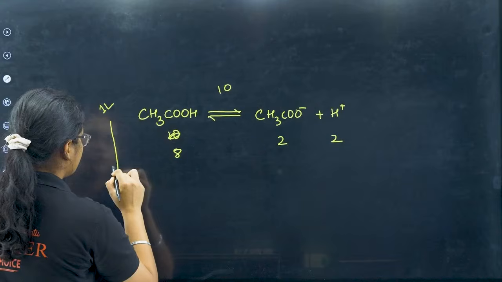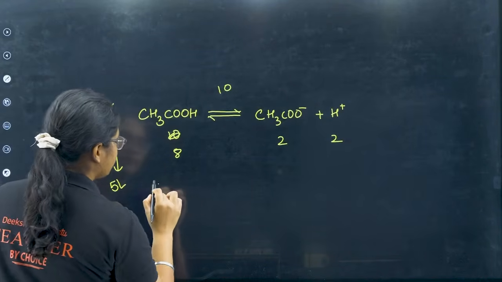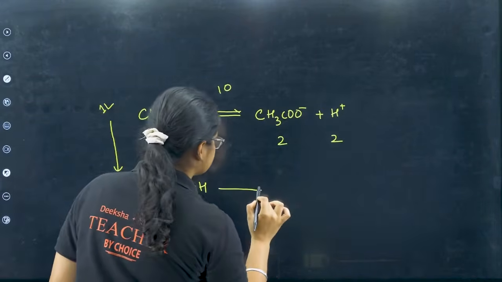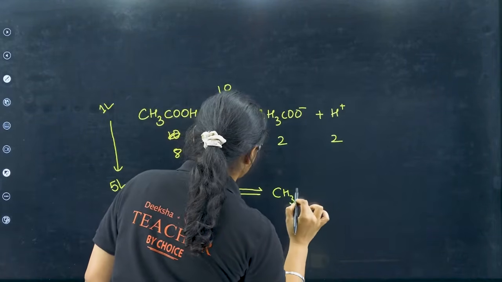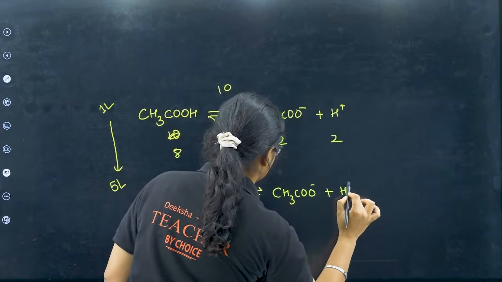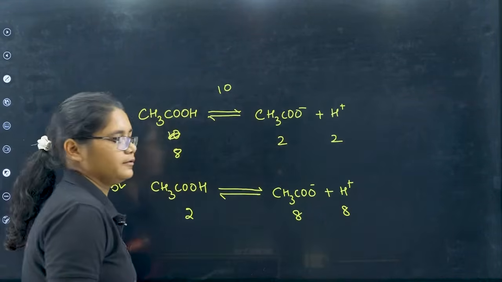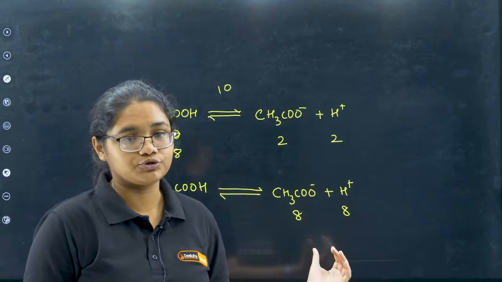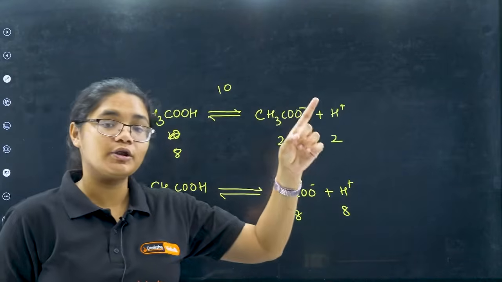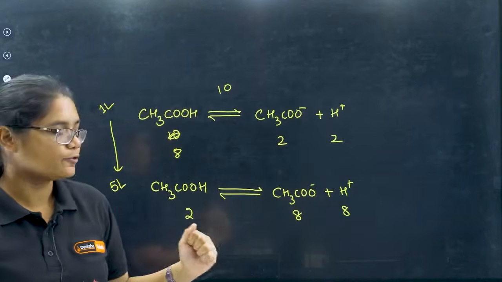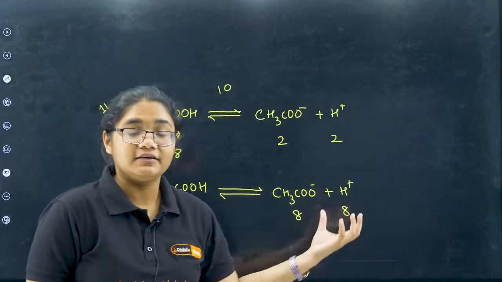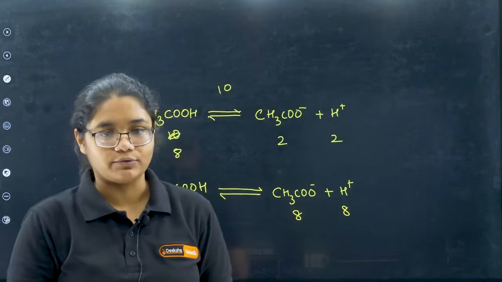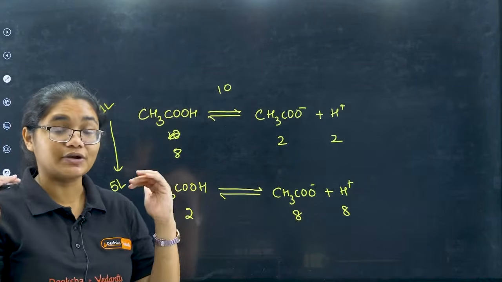Now when I make this volume 5 liters, what will happen? 2 moles are undissociated and 8 moles are dissociated. So you can see the number of ions that are dissociating is increasing on dilution, and this comes from Le Chatelier's principle. When the number of ions has increased, molar conductivity will increase. So that happens in the case of weak electrolytes. Molar conductivity increases drastically.